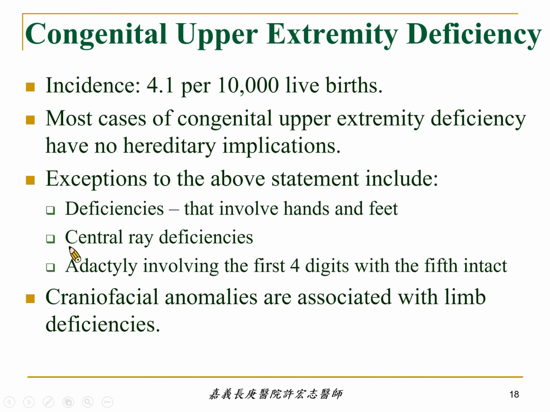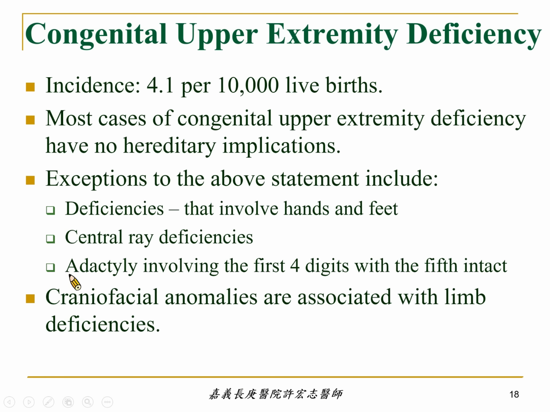What is the central ray? You can see that the line of each digit is one ray: the first ray, the second ray, the third ray, the fourth ray, the fifth ray. What is the central ray? Central ray always means the second and the third, especially. If you see the baby's limb deficiency is mainly in the second or the third ray of the upper limb, then you should consider there might be some hereditary complications.